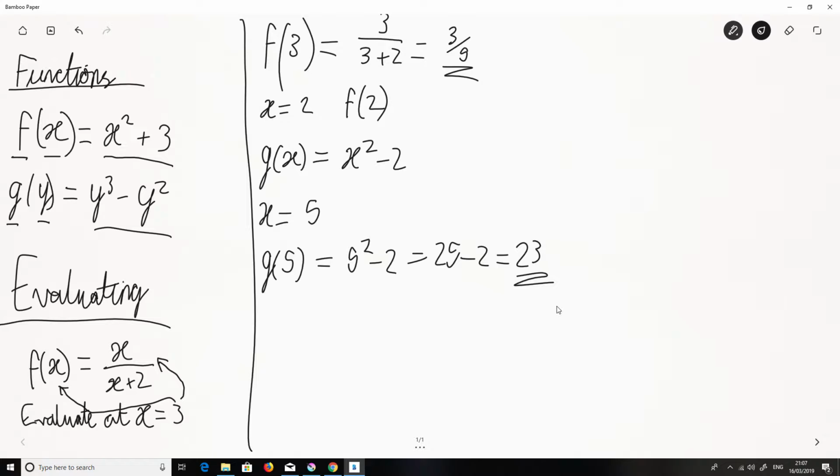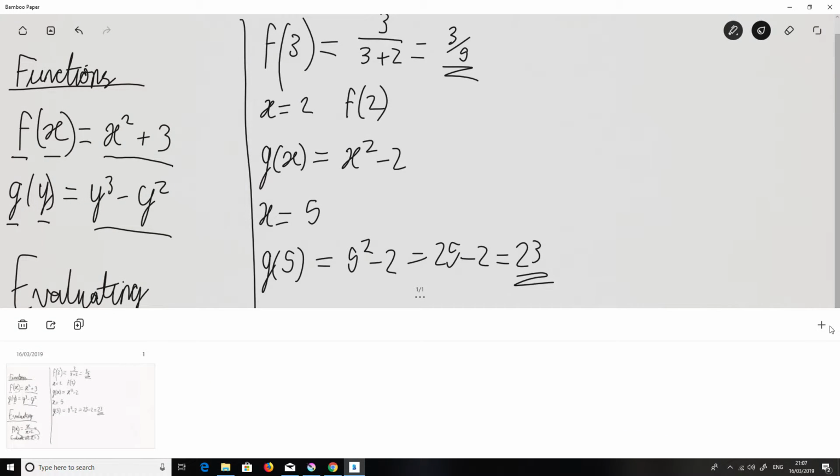Once you've done it a few times with a couple of different functions, you get the hang of it and know what you're doing. You can just make up any function you want, try and put your value in, and see what happens. It should always come out to something correct as long as you substitute your numbers in correctly. So that's evaluating functions. The next thing I'm going to talk to you about is composite functions.